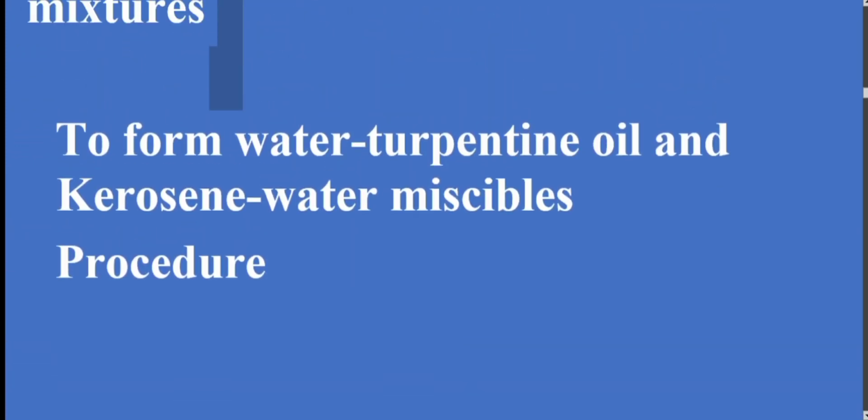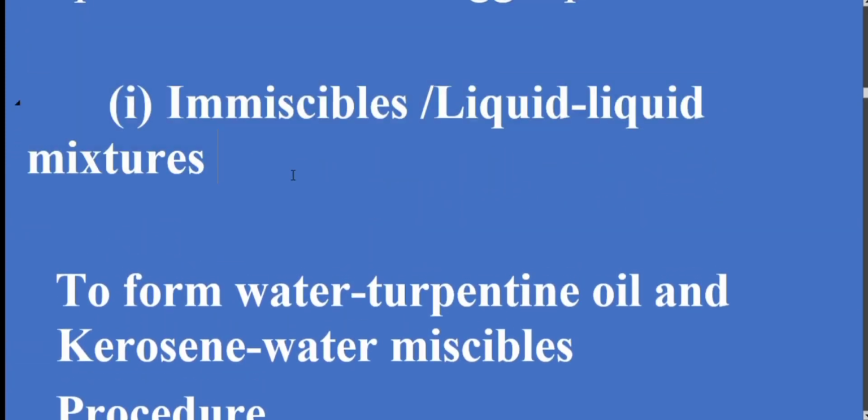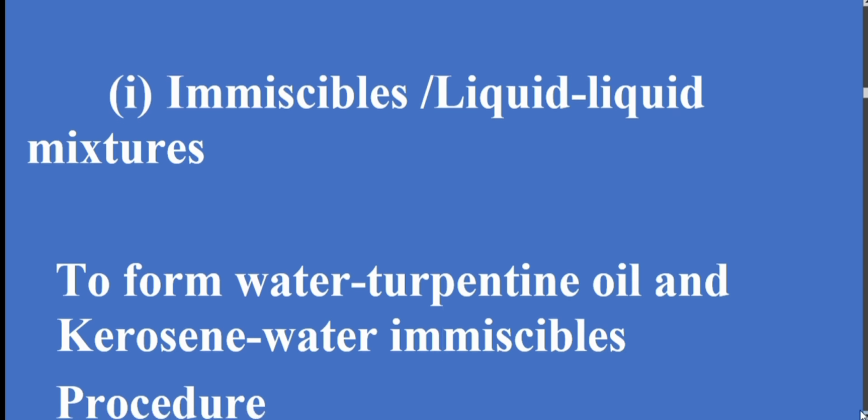We still use the same liquids as for the miscible ones: water and turpentine oil, then kerosene and water. Immiscible, not miscible. In this case, we have immiscibles. Now we have the procedure for the experiment that we want to carry out.